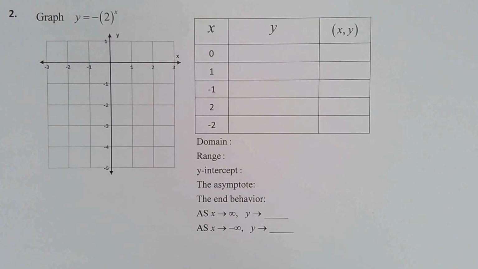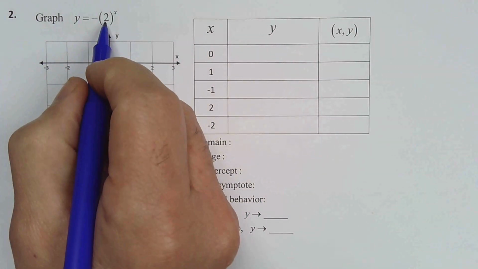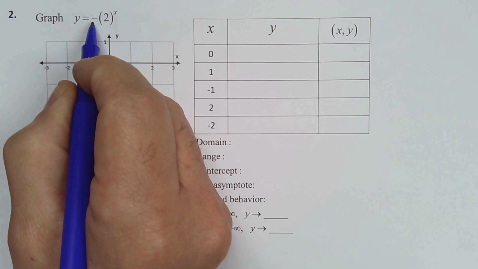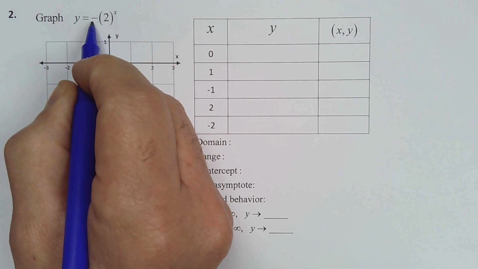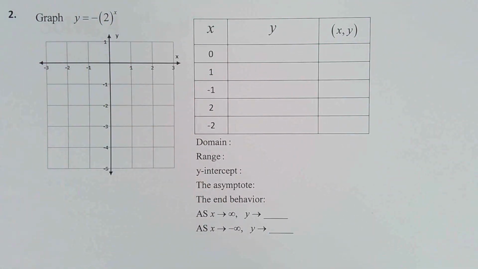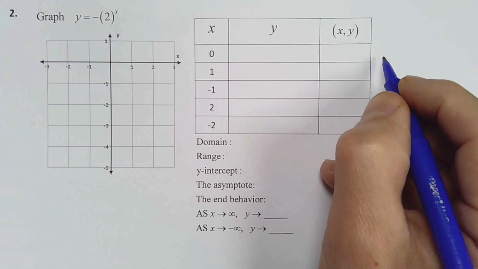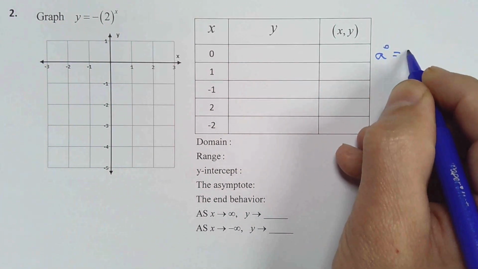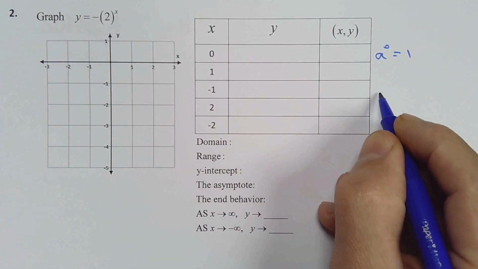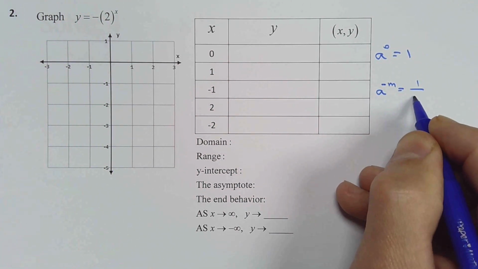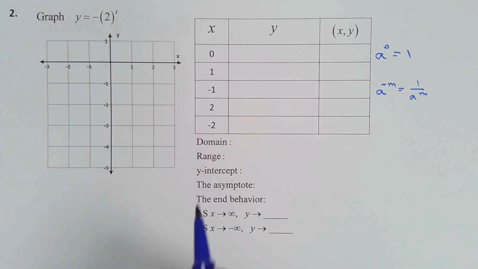The second problem, we're graphing an exponential function of the type b^x when b is greater than 1, that's exponential growth, but reflected about the x-axis because we have a negative sign right here. So let's take some time and plug in some numbers. Anything raised to the power 0 is 1, and anything raised to the power -m is 1 over a^m.